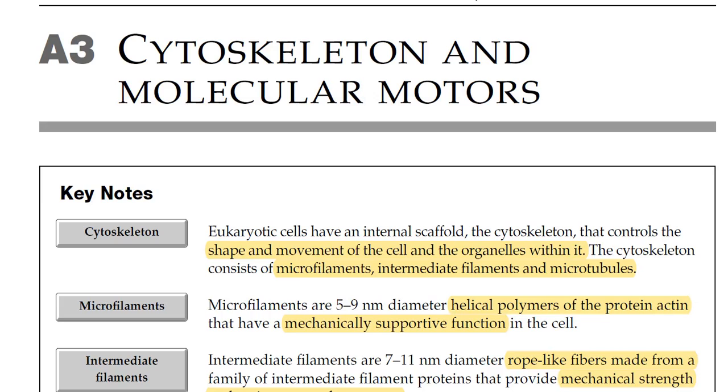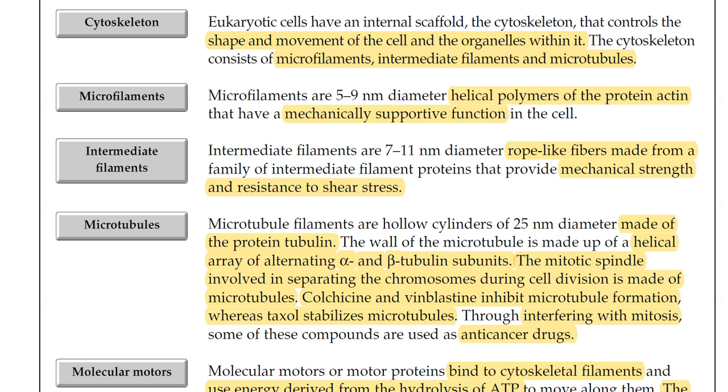First of all, what is cytoskeleton? These cytoskeletons are present in the eukaryotic cells and they are an internal scaffold protein. The cytoskeleton controls the shape and movement of the cells as well as the organelles present within the cell.